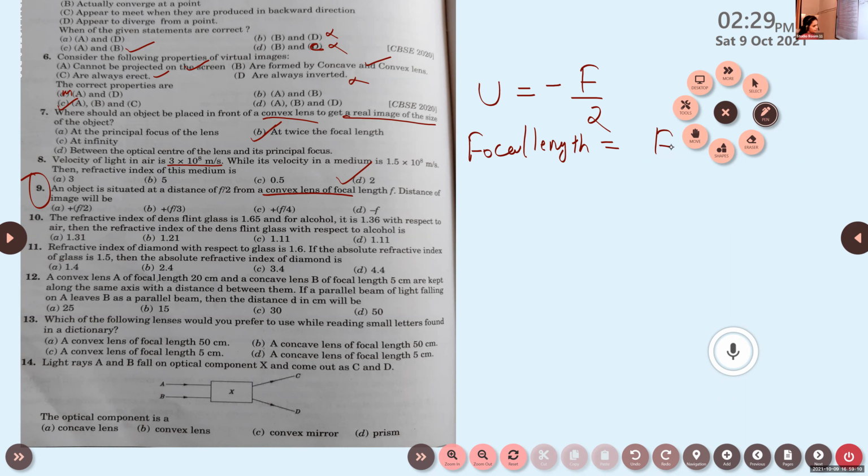For a convex lens, what about the focal length? Positive, plus f. For a convex lens, the focal length is always positive. The negative values are only for concave. The focal length of a concave lens is negative, and the power of a concave lens is negative. But the focal length and power of a convex lens are always positive. So here the focal length is positive.